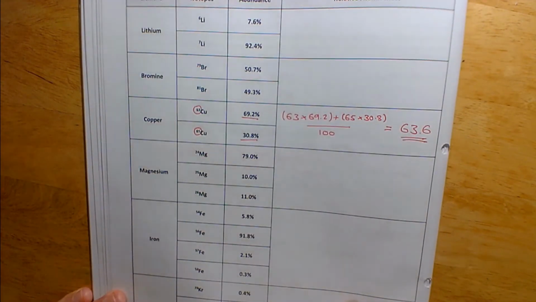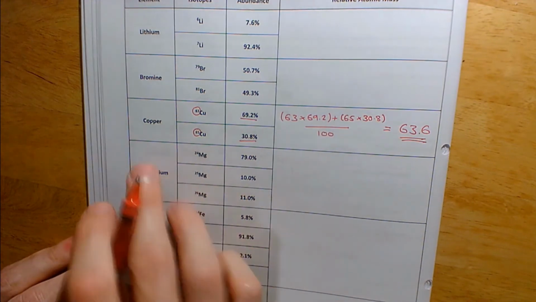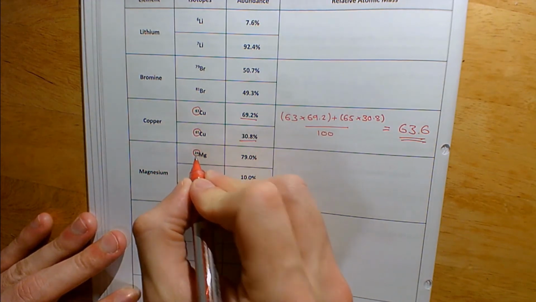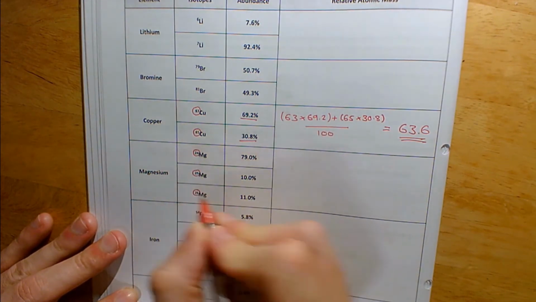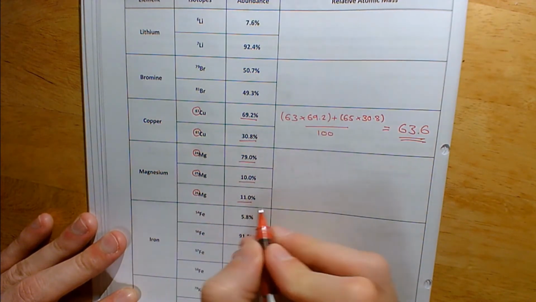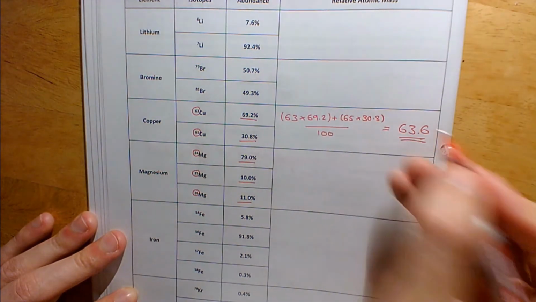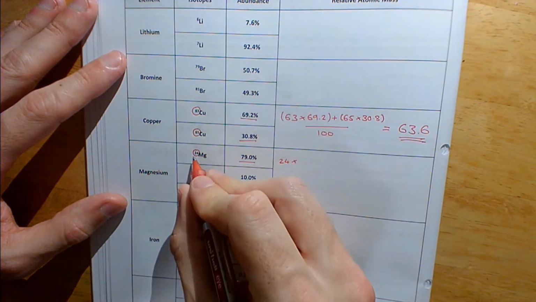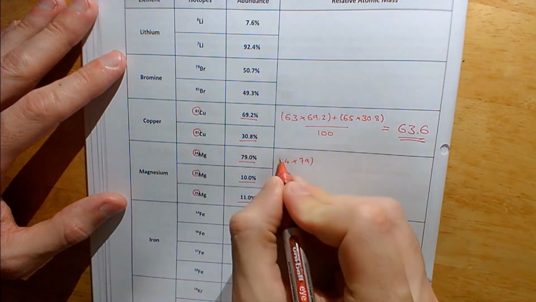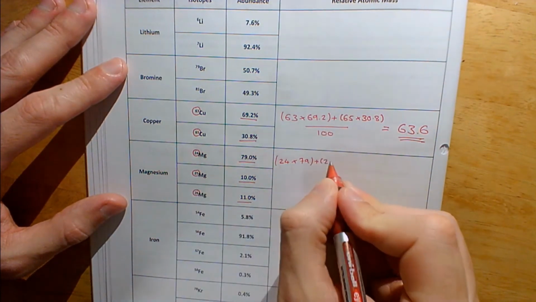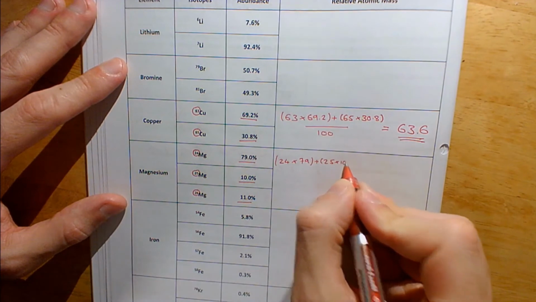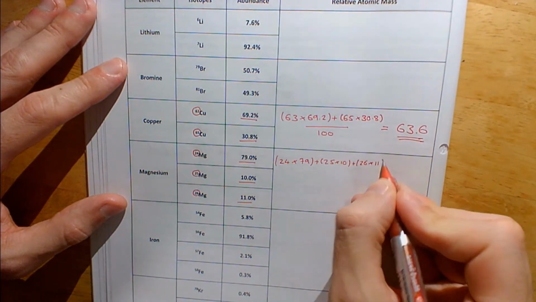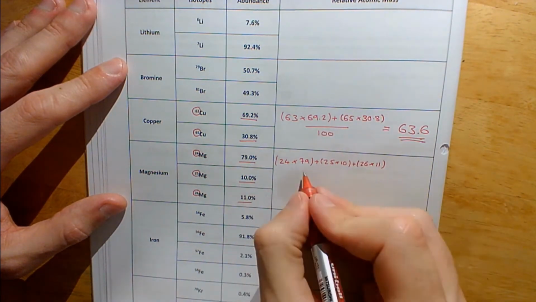So the magnesium example, this time we've got 3 isotopes, but it doesn't change what we're going to do. You identify the relative masses, so 24, 25, 26. We can see their abundances right here, and we're just going to do the same thing. We're just going to add a third bracket onto this equation. So the first one's going to be 24 times 79, plus 25 times by 10, plus 26 times by 11. And again, 79 plus 10 plus 11 is 100.